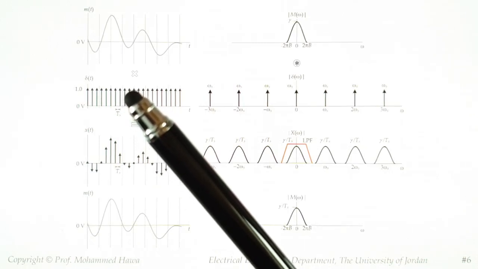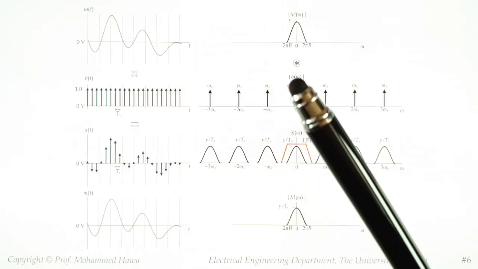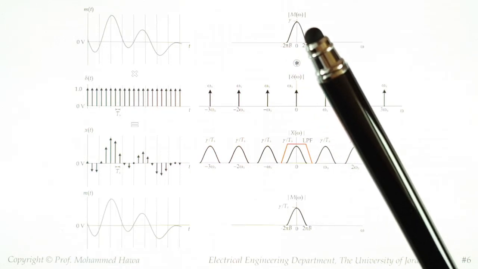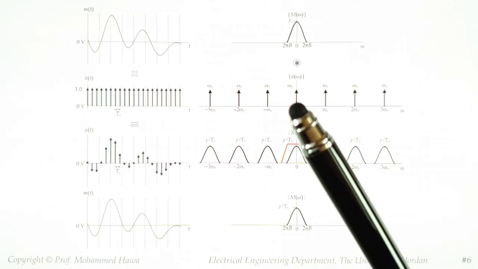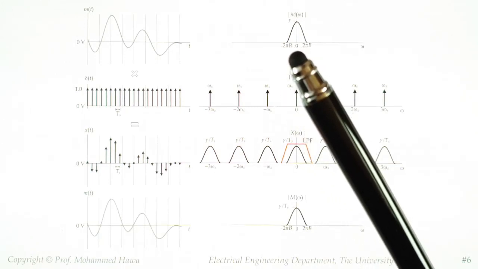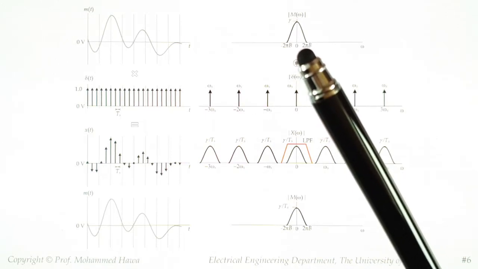And I know that the Fourier transform of multiplication in the time domain is convolution in the frequency domain between M of omega, which is the Fourier transform of m of t, and the Fourier transform of the impulse train. Let's say that the Fourier transform of m of t, M of omega, is a baseband signal with bandwidth B. So maybe it looks like this.